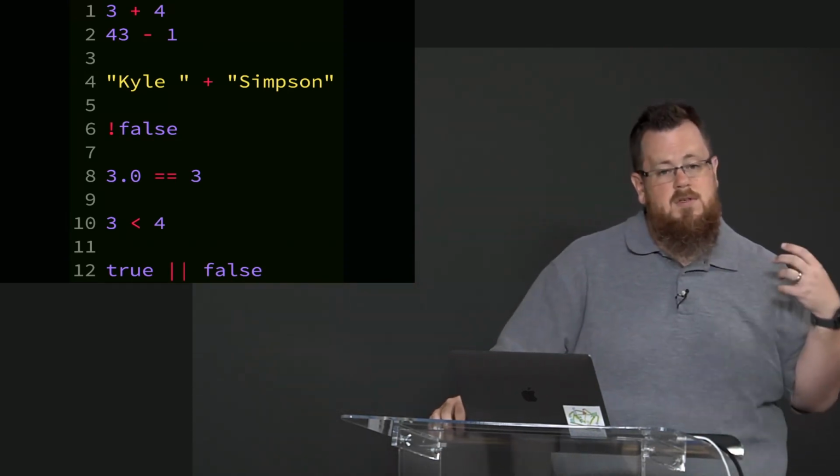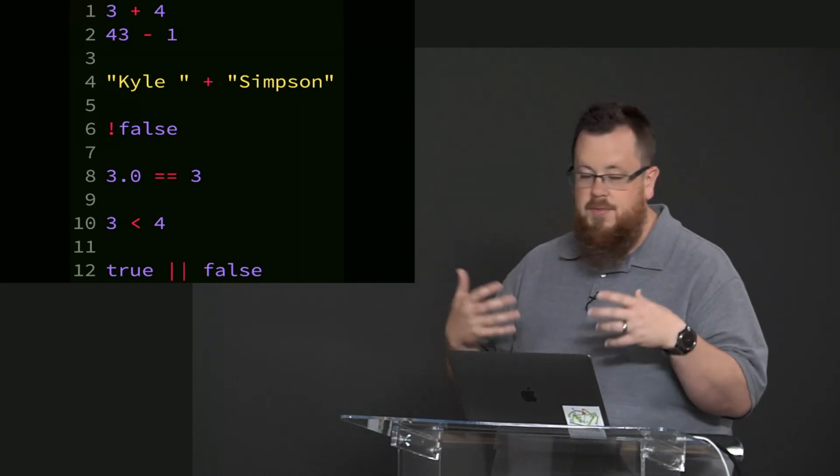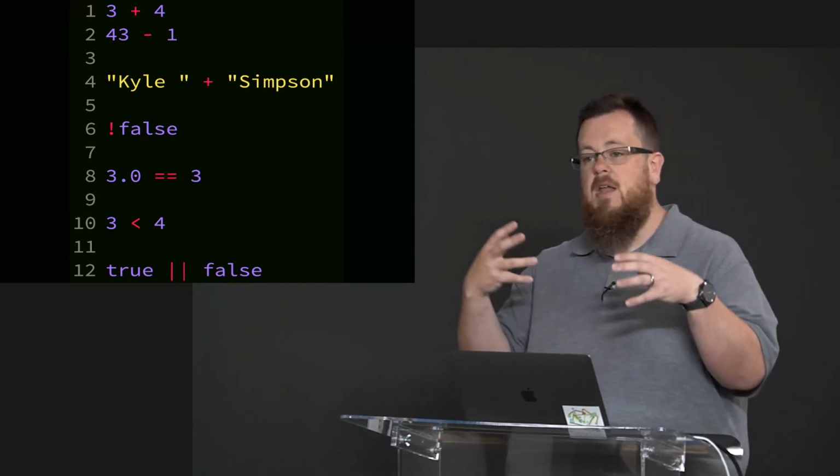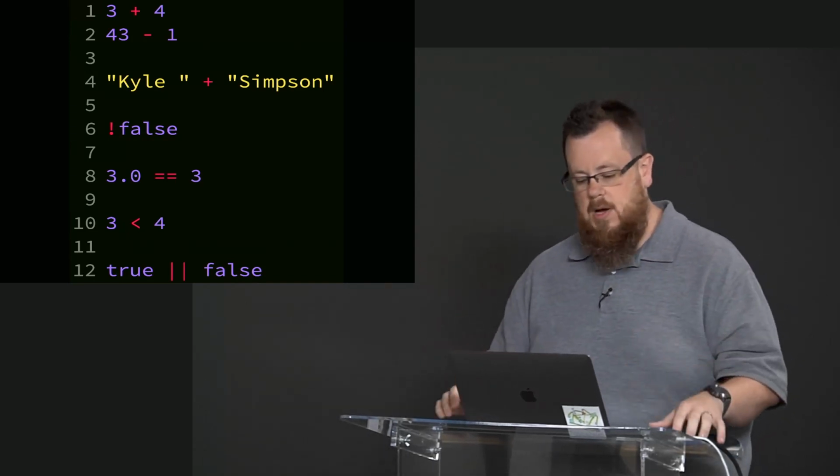Line 10 is another kind of comparison, which is less than. And we know that the number 3 is clearly less than 4. So again, when we do that kind of comparison, we would have gotten a Boolean true back as well.